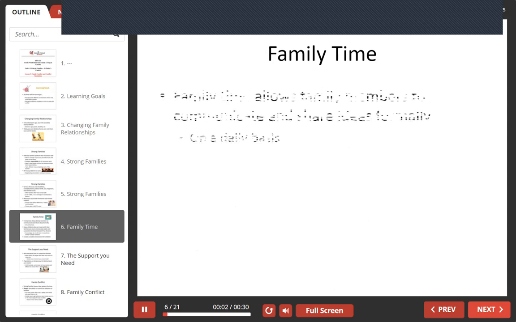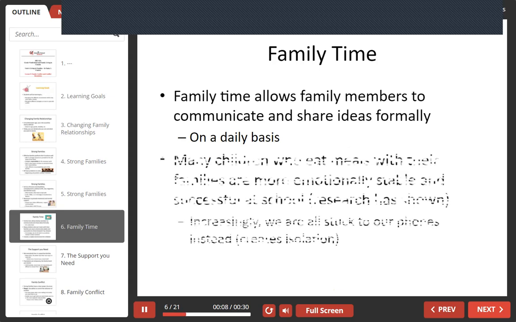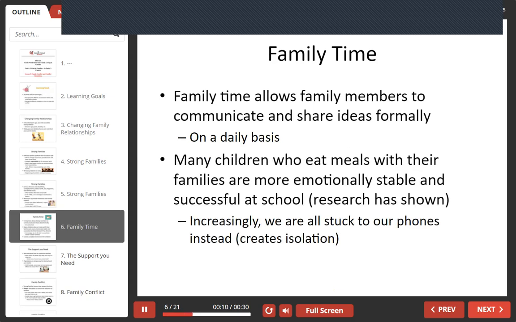So, on a daily basis, family time allows family members to communicate and share ideas formally. Many children, research has shown, who eat meals with their families are more emotionally stable and successful at school. But increasingly, we are all stuck to our phones instead, which then creates isolation. Family time creates a stable environment for children.